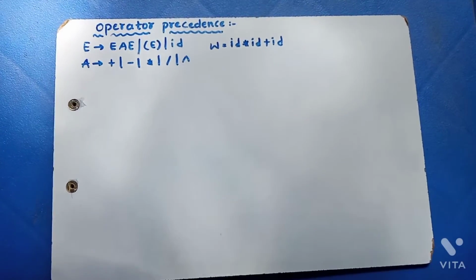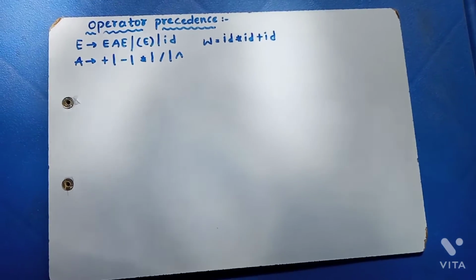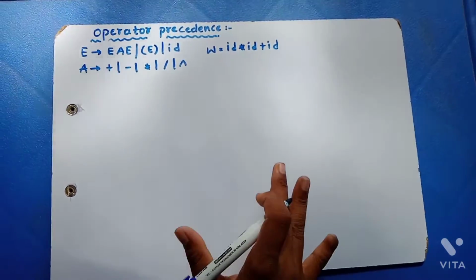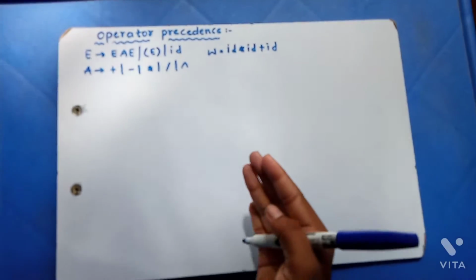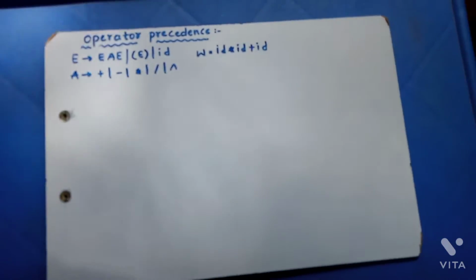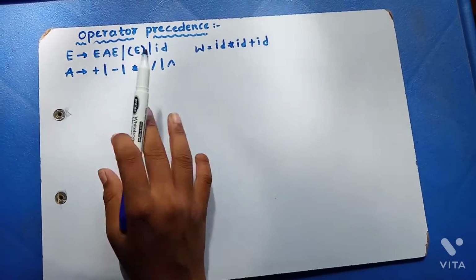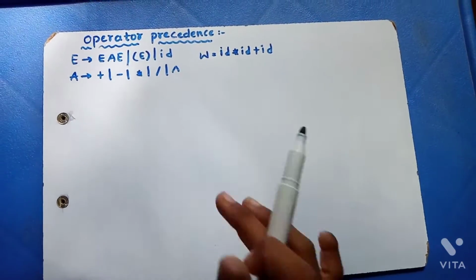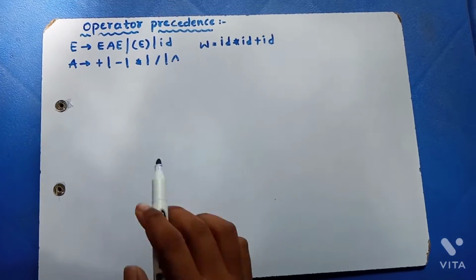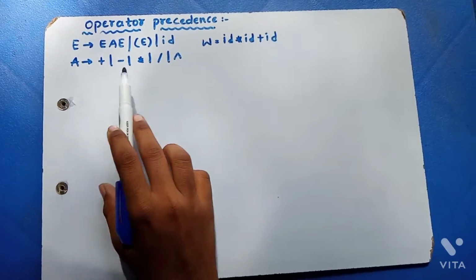Welcome guys. So today's topic is operator precedence. Operator precedence is totally based on operators and based on the precedence, right? Now let's have it with an example. We have taken a grammar, these two, and this is a string.